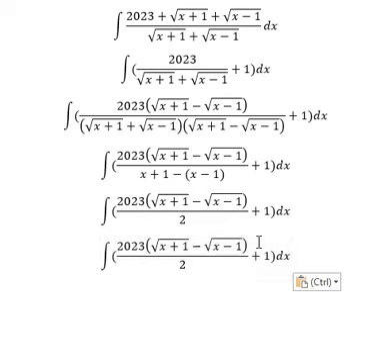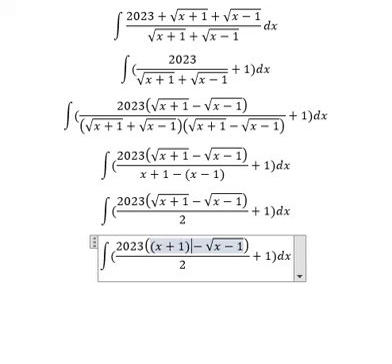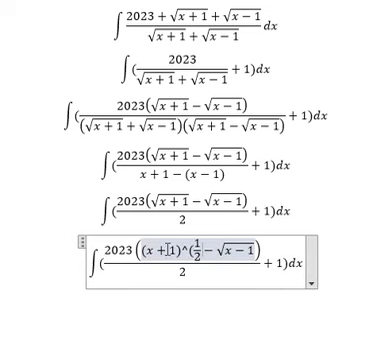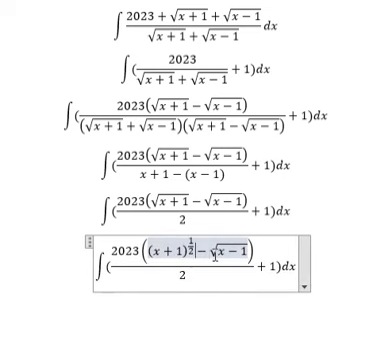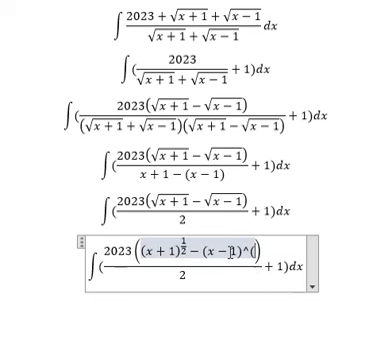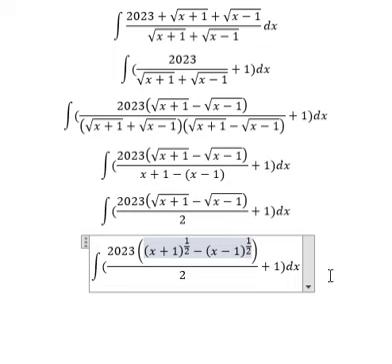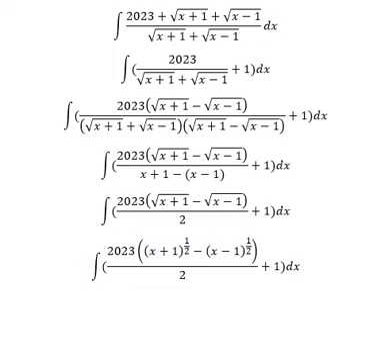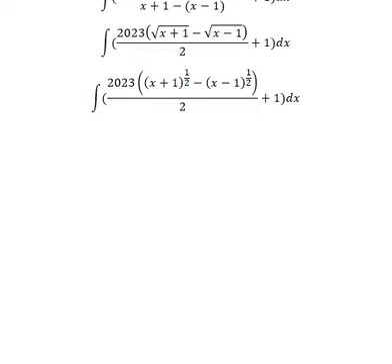And now this one we change to s plus 1 to the power of 1 over 2. And the second one, that is about s minus 1, everything to the power of 1 over 2. And now we have like this. The integration of this one, we have 1 over 2.